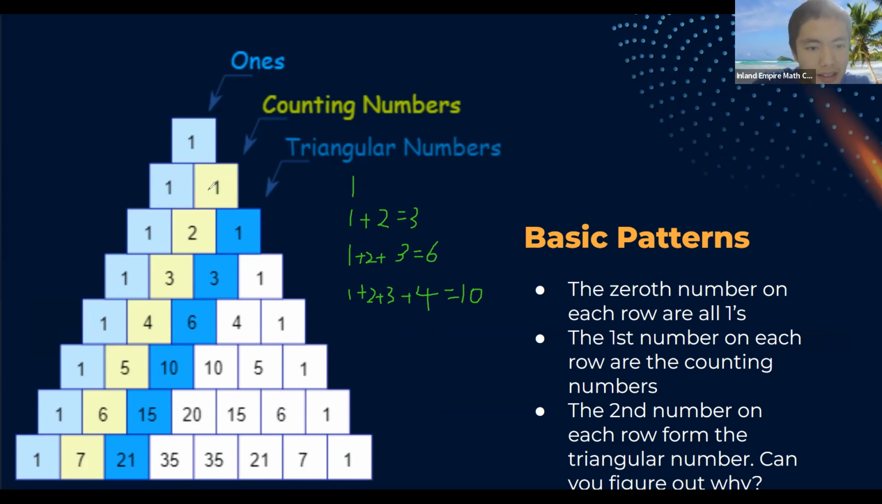And as you can see, these numbers are all found in column 2 of Pascal's triangle, right? 1, 3, 6, 10, 15, 21. So it's really interesting because not only can you find all of the counting numbers in Pascal's triangle, there is also the second column, which contains all of the triangular numbers that exist. And that is really interesting.